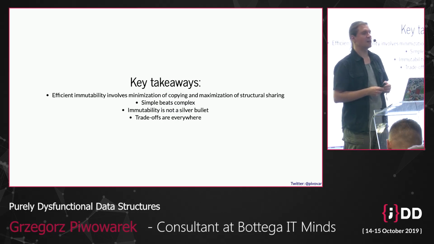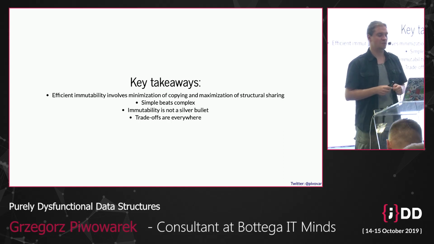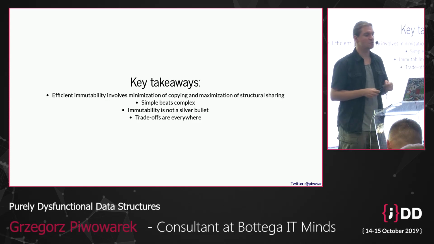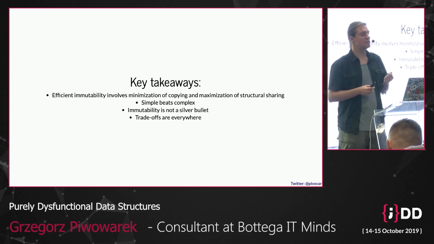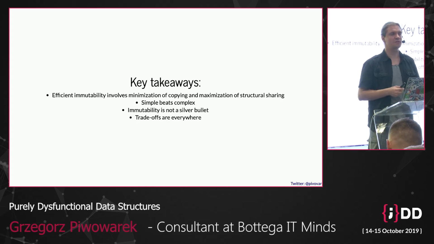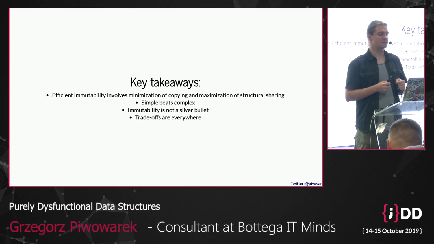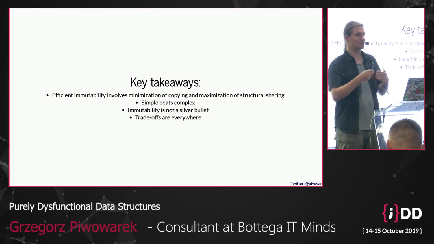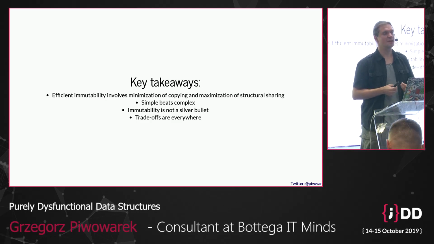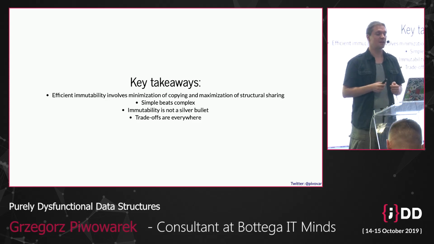And when it comes to today's talk, I'd like you to remember just a few things. It turns out that immutability is much more complex than you might think. So efficient immutability involves, in the pragmatic aspect, minimization of copying and maximization of structural sharing of elements between those data structures. This of course involves quite a lot of trade-offs, because those elements that are part of those data structures can't be released anymore. So we end up using a bit more memory than we would if we worked with mutable data structures.